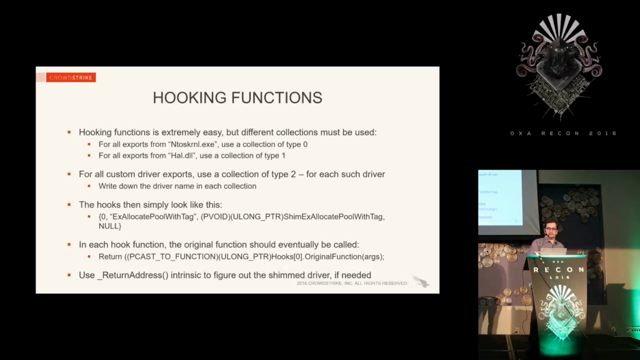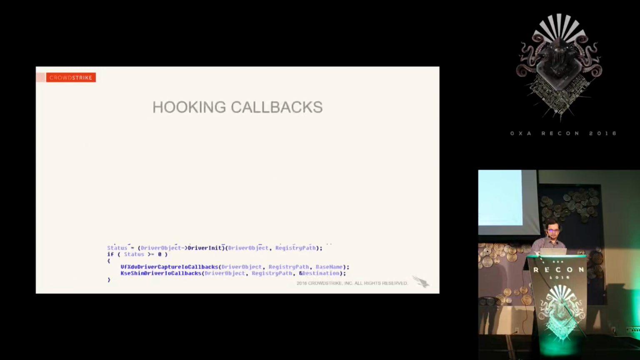Now, one of the things you might want to know inside of your hook is, if I'm hooking multiple drivers of the same shim, what driver is actually calling ExAllocatePool? So there's no kind of built-in way of knowing that, but you've got an intrinsic in Visual Studio called _ReturnAddress, and that'll give you the return address of whoever called you. So that way you can tell what driver is actually calling ExAllocatePool. So if you want to filter on certain drivers only, you can do that. Obviously, if you're only shimming one driver, then you don't need to worry about that.